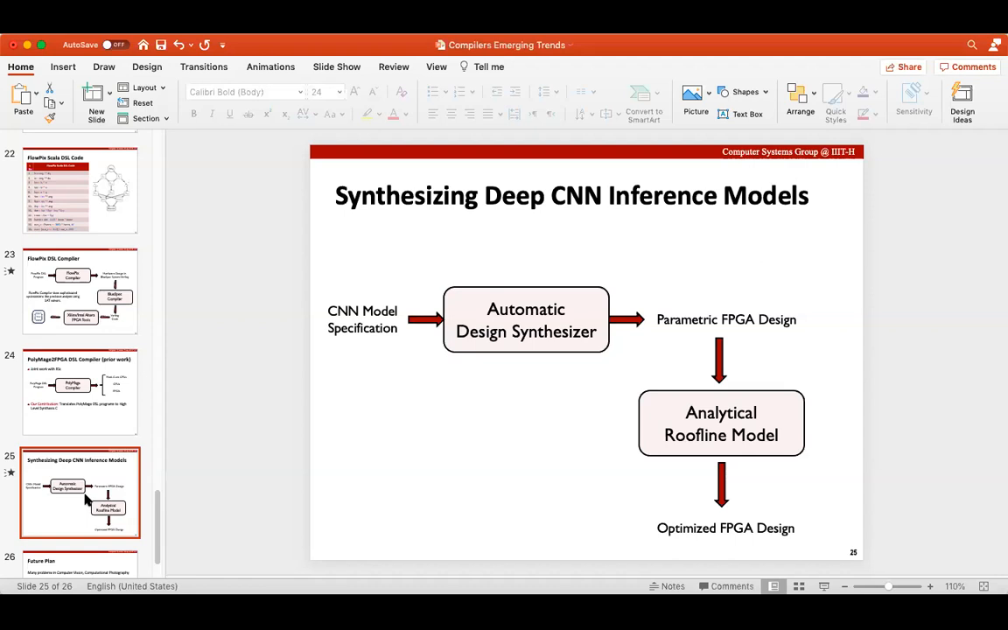So again, in our group at IIIT, we have a framework called FlowCNN, where it can take a pre-trained TensorFlow CNN model and automatically synthesize an accelerator which can run that model very fast. It gives high throughput but consumes very, very low power.